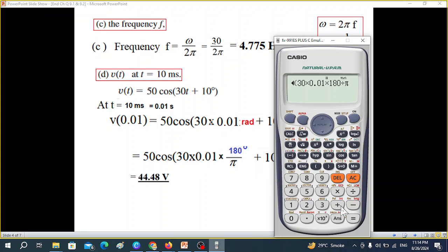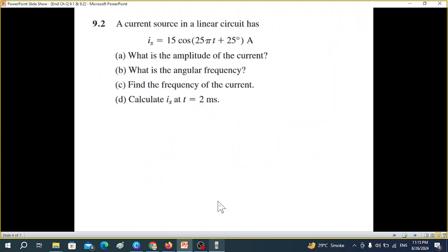Then plus 10. Now there is no need of putting bracket because these are all multiplication, so they have priority. So plus 10, bracket close, equal sign. So you can see 44.4753 or 44.48 volt. So the first part is done.